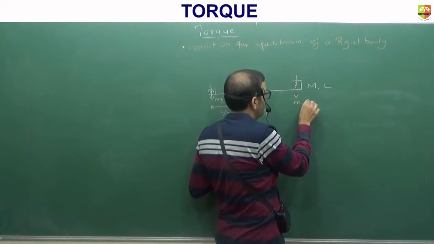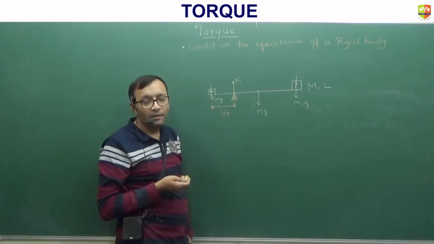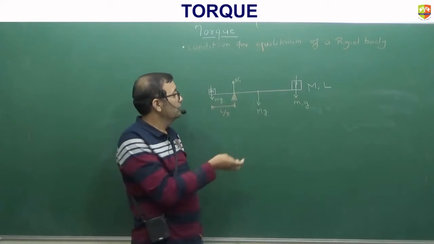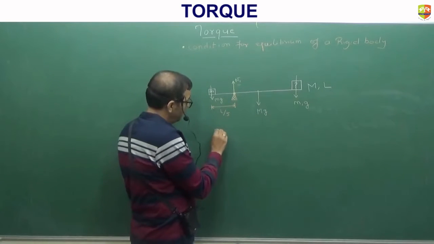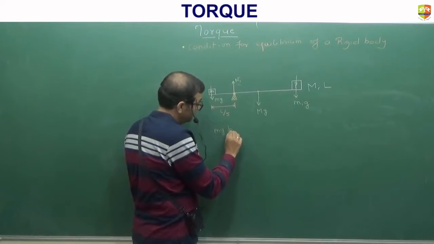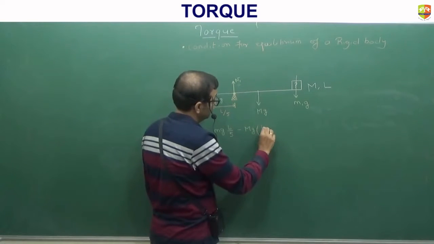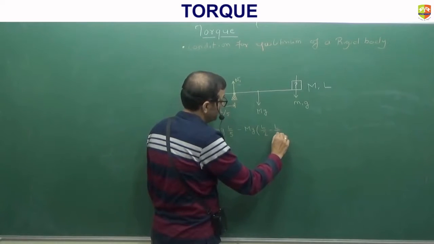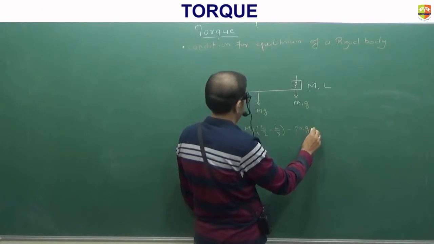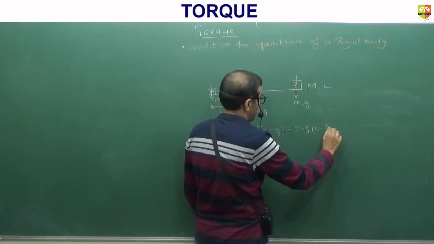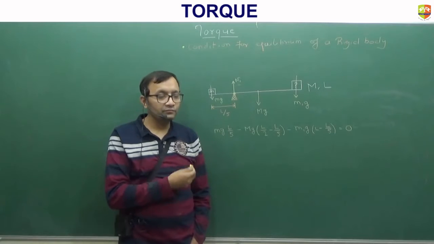Let's say this mass is m1, so m1g. About which point should I equate the torque to be zero? About this point, then N1 will not come in the equation itself. So I will be able to write mg into L by 5 minus capital Mg into L by 2 minus L by 5, then minus m1g into L. Is this correct? All of you have written this only?